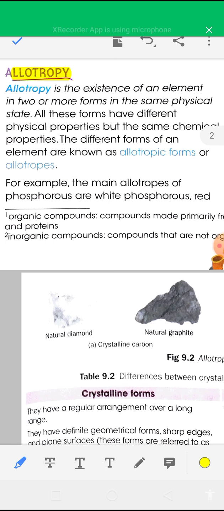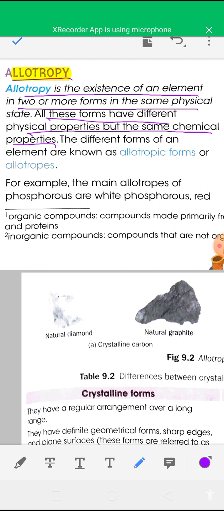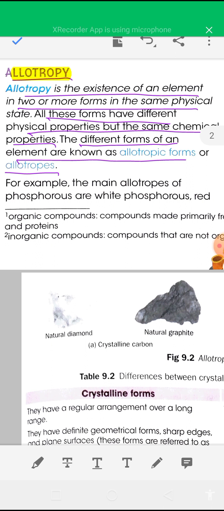Allotropy is the existence of an element in two or more forms in the same physical state, and all these forms have different physical properties but the same chemical property, because the same element is present in all the forms. The defined forms of an element are known as allotropic forms or allotropes. Carbon has many allotropic forms.